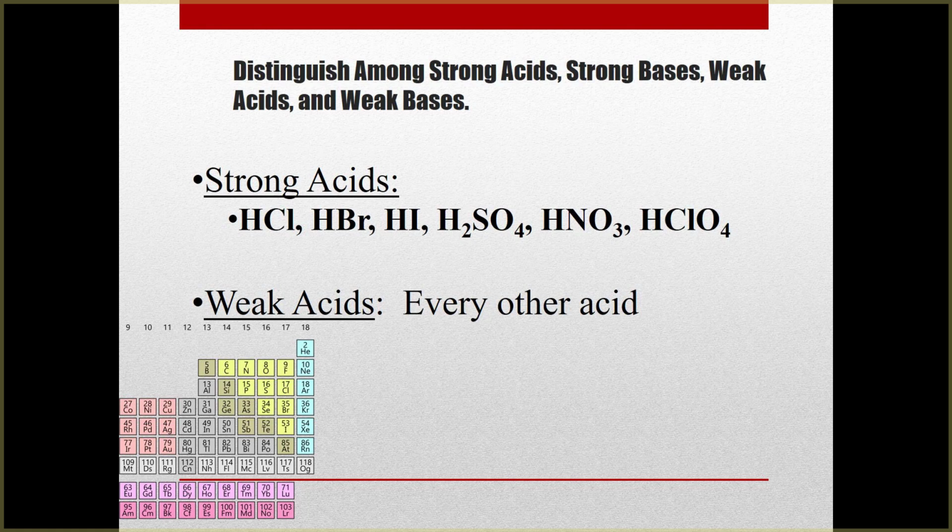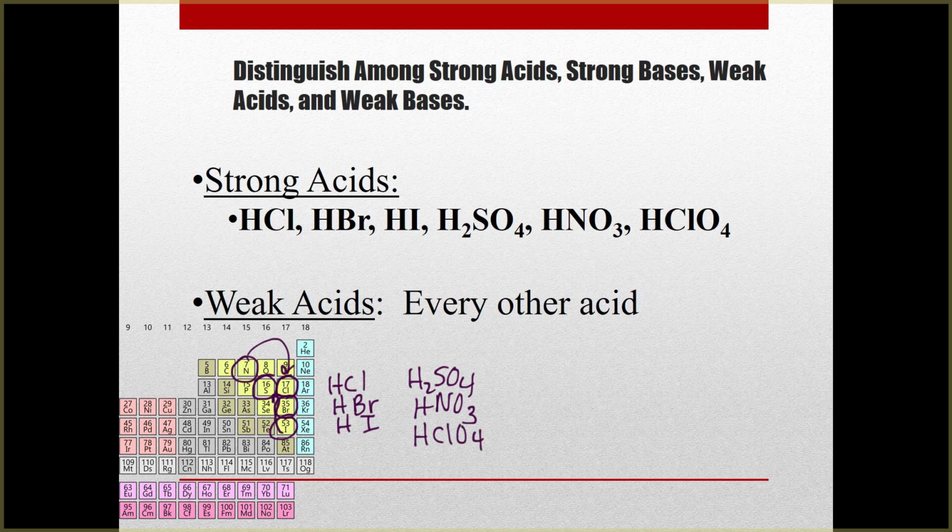And I use the periodic table to help me memorize it. So I go to chlorine, and it's going to be HCl, and then right below that, HBr, right below that, HI. Then I'm going to go kind of diagonally up to sulfur, and that will be H2SO4. And again, kind of diagonally to nitrogen, so that will be HNO3, nitric acid. And then I'm going to go back to chlorine, so it kind of makes a little circle, and it's HClO4.